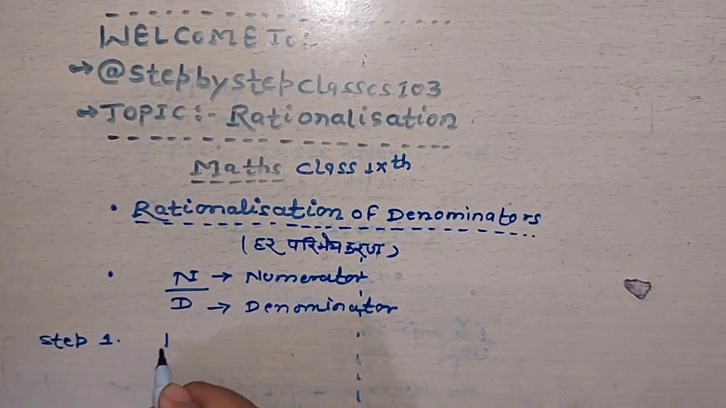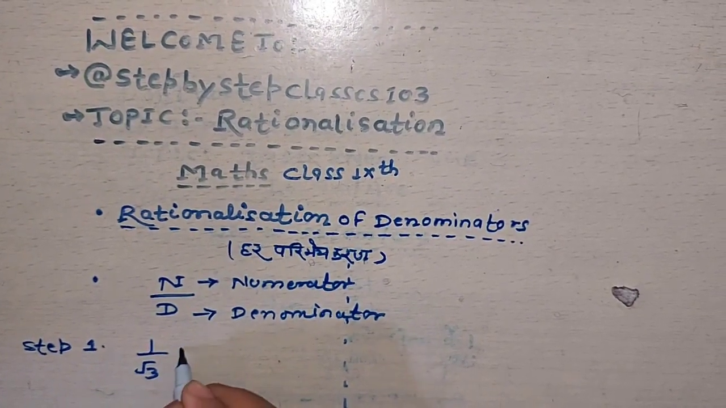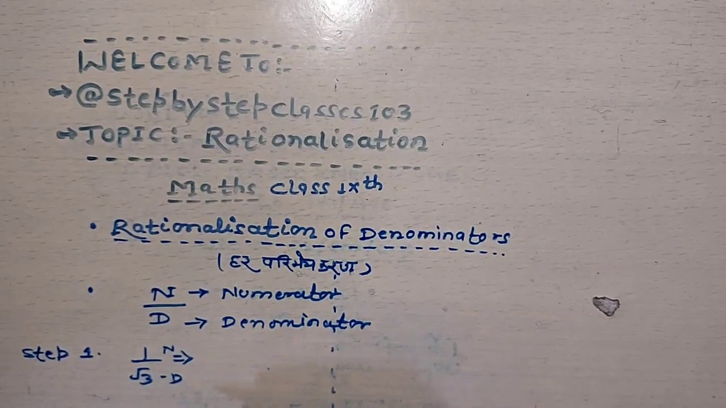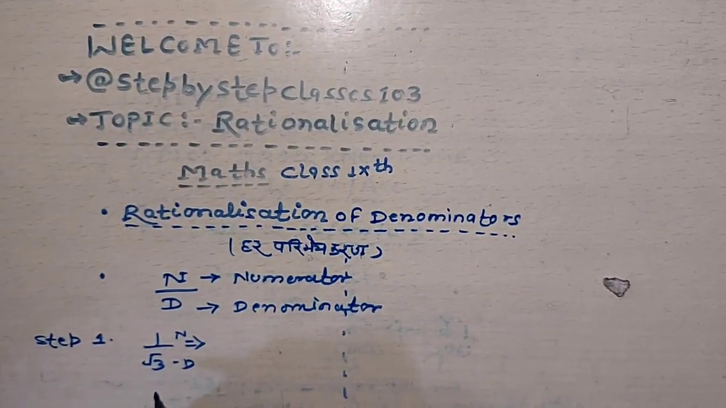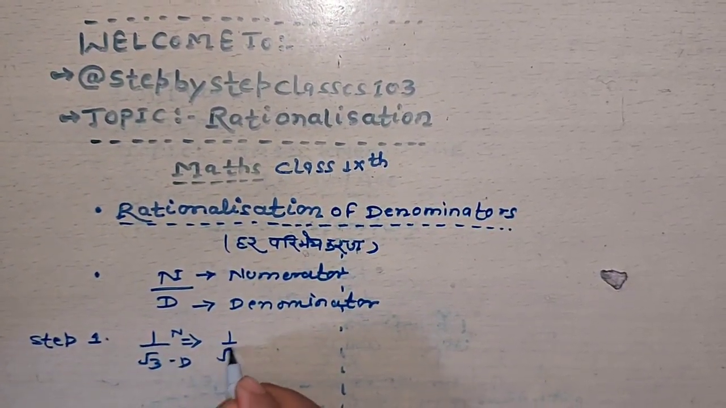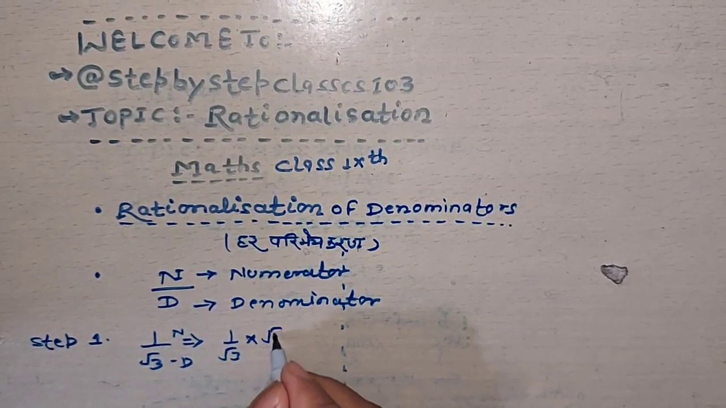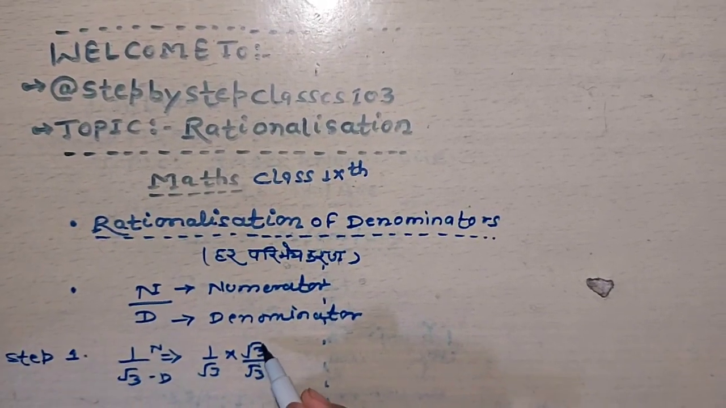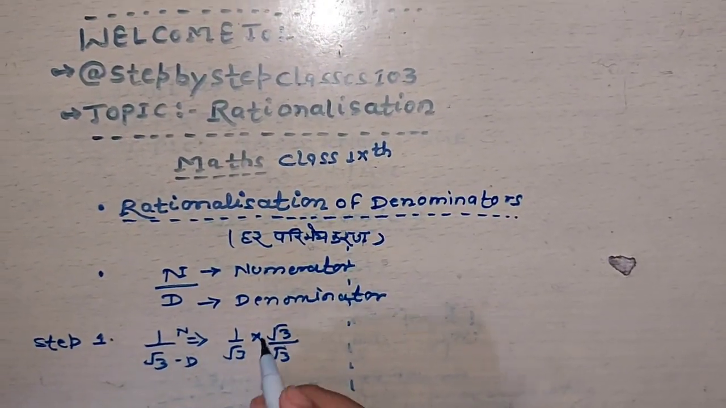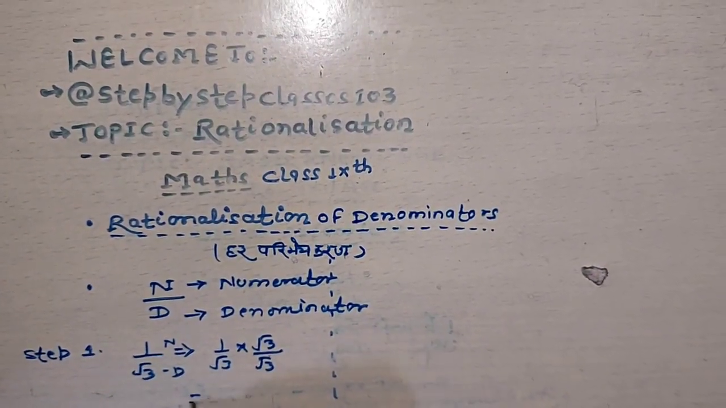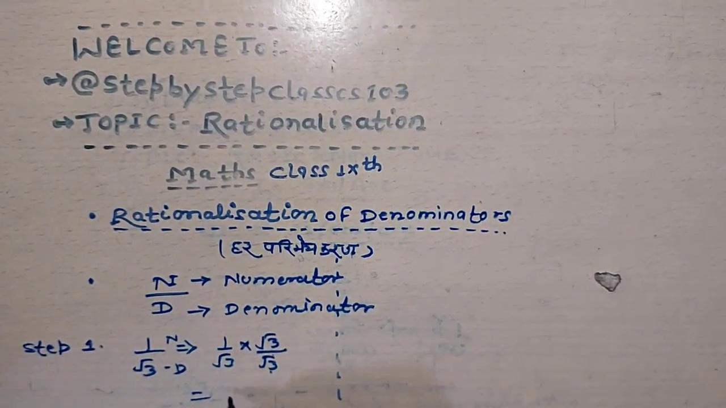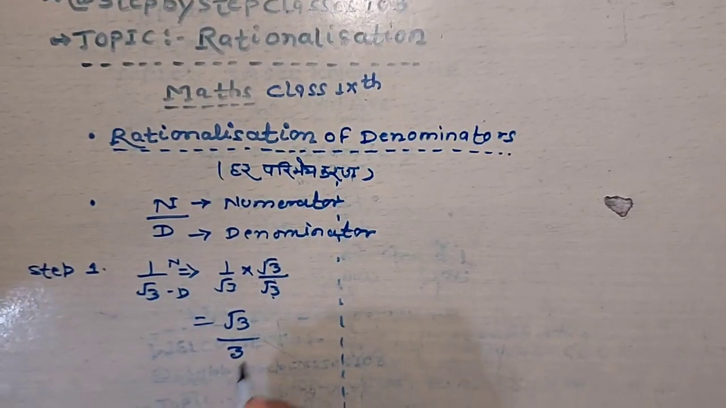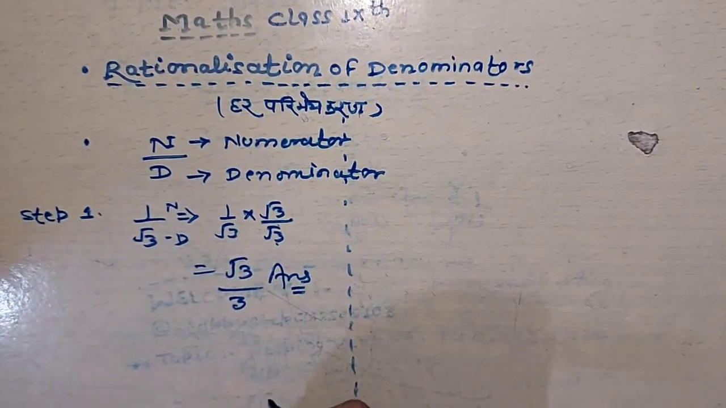Step 1, 1 upon root 3, then rationalize it. So that is n and that is d. So to rationalize, we have to choose the denominator. Here the denominator is root 3, so multiply root 3 by n and d, यानी ऊपर भी और नीचे भी हमें बेस से ही मल्टीप्लाई करना है, यानी डिनोमिनेटर से. Now cross multiplication: root 3 into 1 is root 3, and root 3 into root 3, that will be 3. That is the simple step, that is the answer.